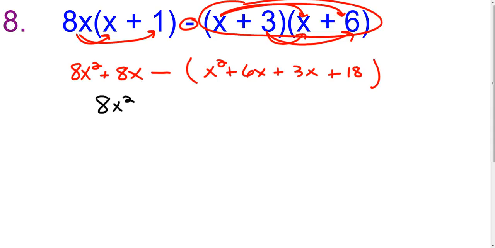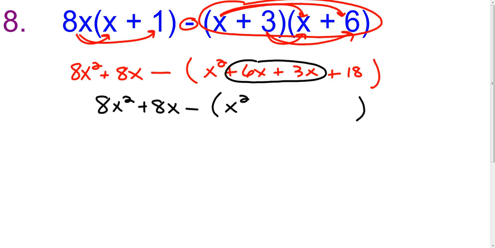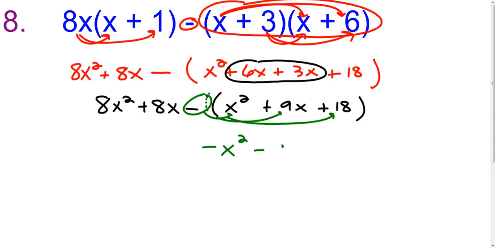So here's where I'm at right now. I have 8x squared plus 8x minus, I'm going to simplify what's in here. And so I have x squared, and then I can combine my 6x and my 3x to make 9x and 18. Okay, then remember that you have this sort of imaginary 1 right here, and you're going to take this negative 1 and you're going to distribute it through this parentheses, which basically changes the signs on anything in that parentheses. So if it's positive, it becomes negative, and vice versa. So now here's where I'm at.